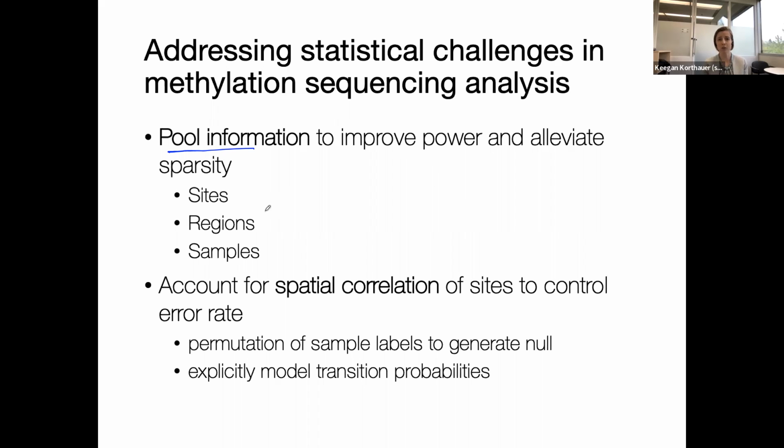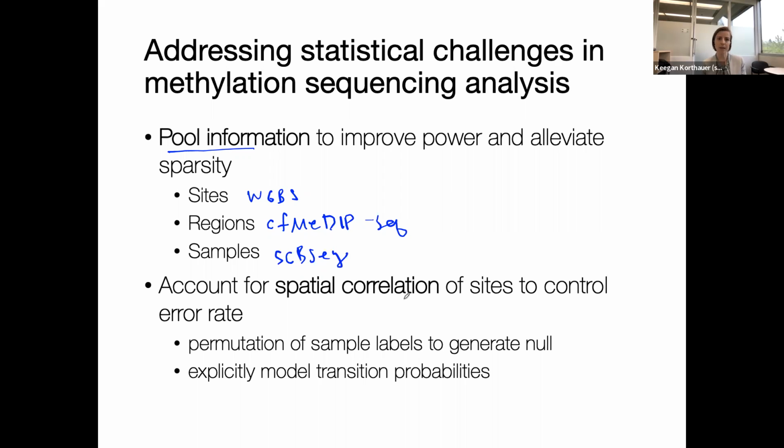So pooling information across sites was most helpful in the WGBS example. Pooling across regions ended up being most helpful in the CF-MET-seq, and pooling information across samples or cells was most helpful in the single cell BS-seq. So just to try to draw some similarities there.